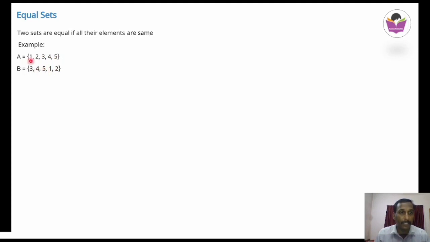So exactly the same elements are in both the sets A and B. Of course, the order is different, but the same elements are there in both the sets. So because of that, we can say that A and B are equal sets. We can represent it using the equal to symbol, which we use for equal sets. So A equal to B.